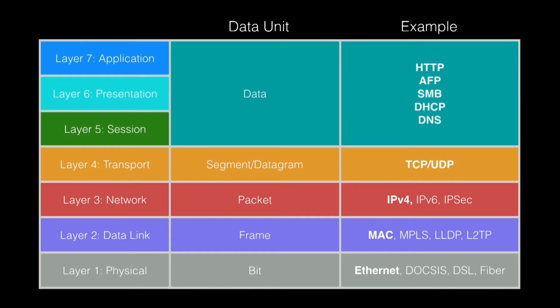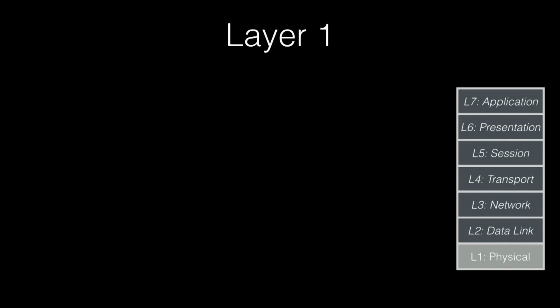This one uses a bit. The most common one is Ethernet. It's the cables that connect everything. You know, the technologies like DOCSIS on your cable modem or DSL or fiber interconnectivity. Essentially, this is just binary communication, on, off, back and forth, electrical, light, one way or the other. All right, so let's talk about layer 1.